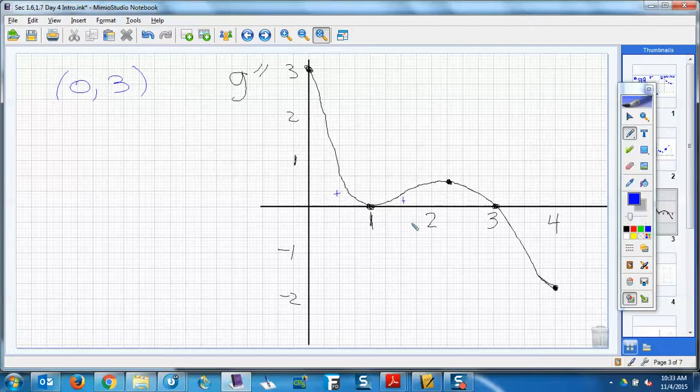So where is G concave up? 0 to 3. We're fine with that, which is when it's positive, which really, in that case, we mean greater than or equal to 0.